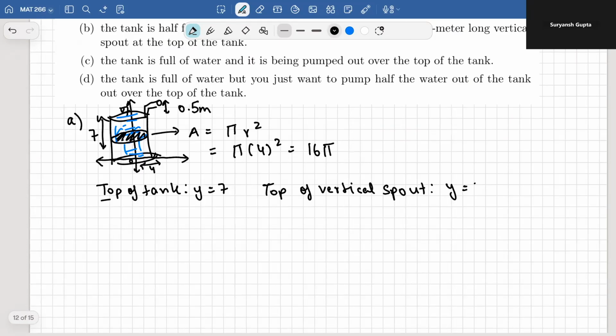Here y is equal to 7.5 because it's 0.5 from the top of the tank, so we need to do 7 plus 0.5 just based on the coordinate system that we have set here. So the distance that the water is lifted, which is going to be some distance here, is that the water is just going to be lifted through all of this.